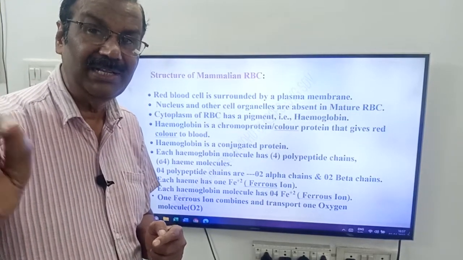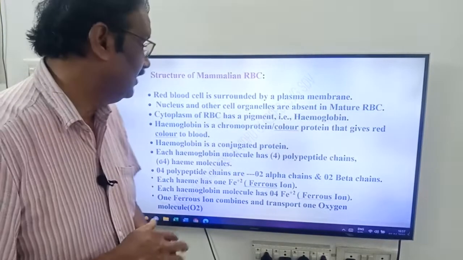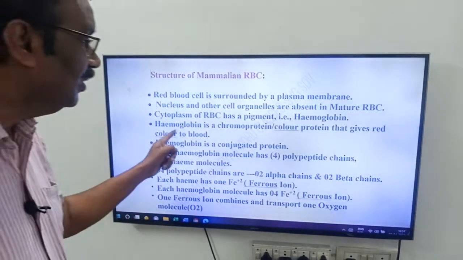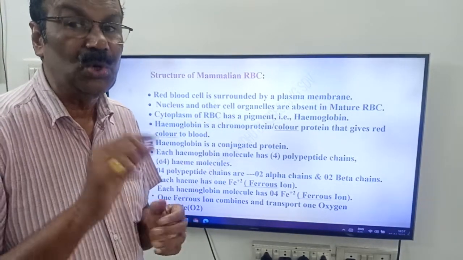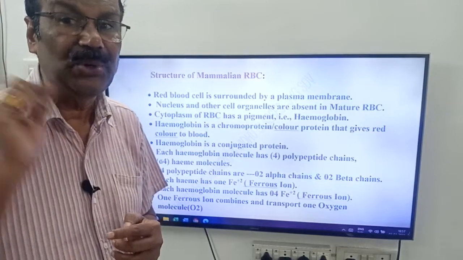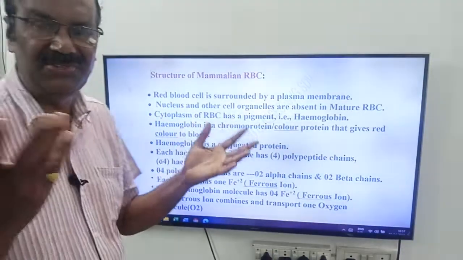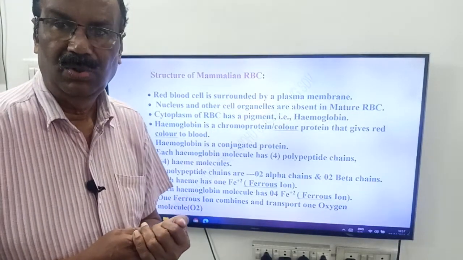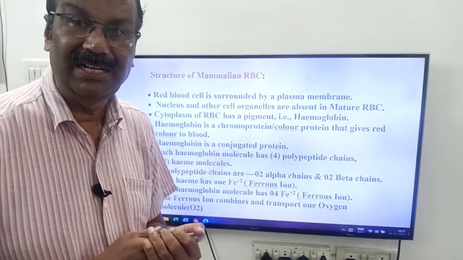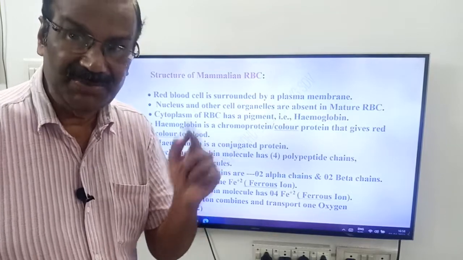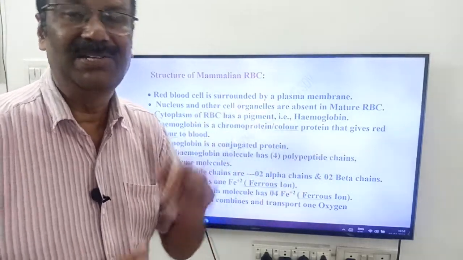Hemoglobin is present in the cytoplasm of the red blood cells. This hemoglobin is a chromoprotein, friends, a color protein that gives red color to the blood. You know, friends, why our blood is red in color? That is due to hemoglobin. This hemoglobin is dissolved in the red blood cells.